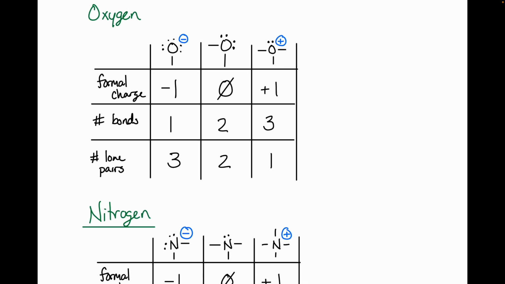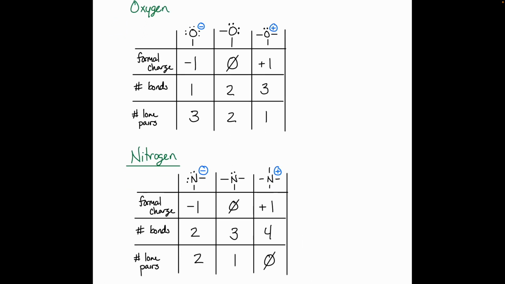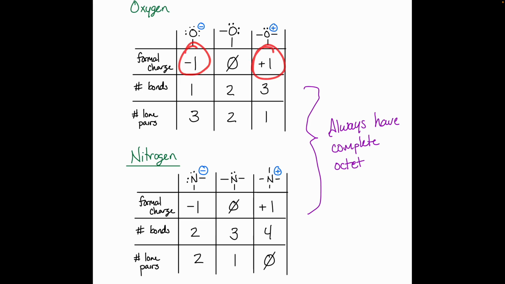The other thing that I want to note about all of these heteroatoms is that regardless of their formal charge, they always have a complete octet. Oxygen, nitrogen, the halogens, you will never see them with a broken octet. If you're ever drawing just 6 electrons around one of those atoms, you're doing something wrong. Even when it has a formal charge of -1 or +1, it's got a total of 8 electrons in its valence shell. So we didn't break its octet by forming these different formal charges.